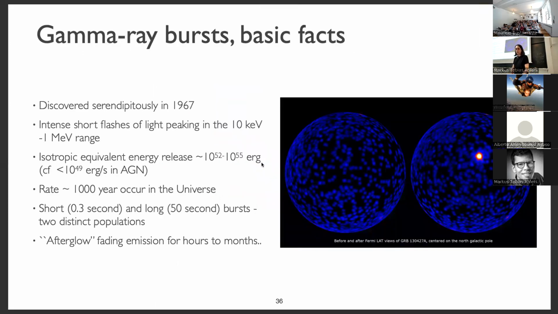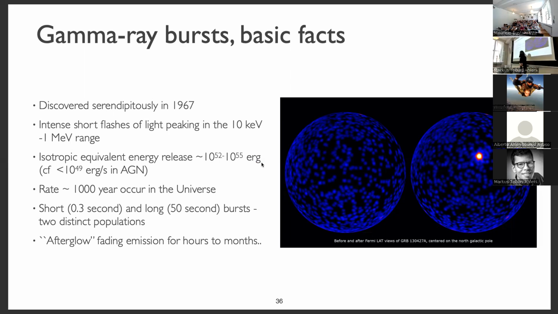So for those who are not so familiar, these are very strong pulses, or explosions, which last a very short time. They last from a few seconds. Actually, we see a bimodal distribution. One population lasts less than a second, we call these short GRBs, and then the long ones last almost a minute.